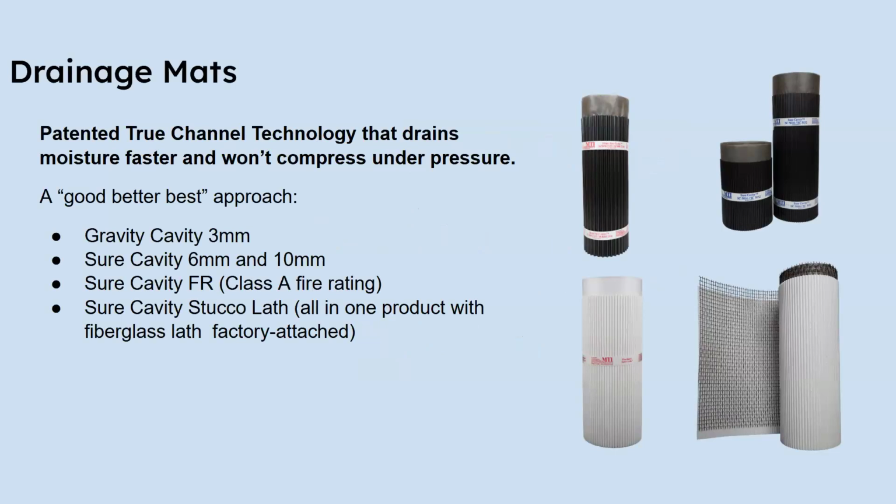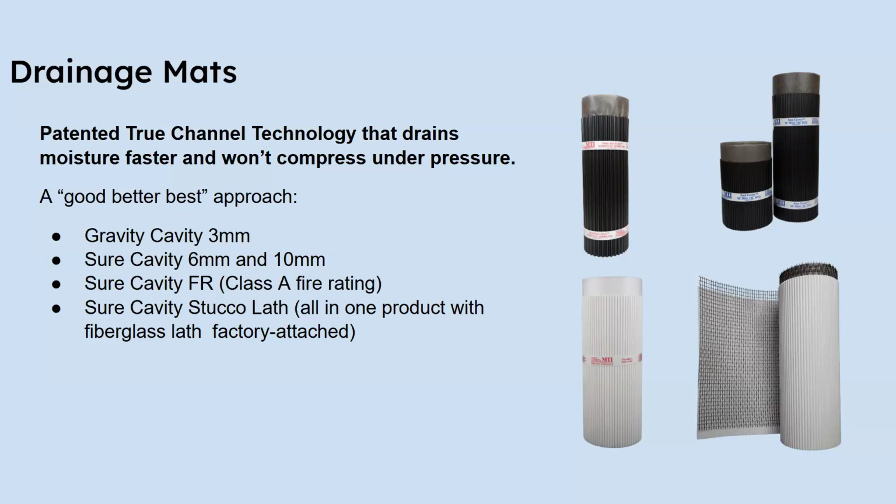Our good, better, best approach is starting with a 3 mm product. We call it Gravity Cavity. We graduate up to thicker versions at 6 mm and 10 mm, which we call Sure Cavity. We have a fire-resistant Sure Cavity, which is compliant with the California WUI, or Wildland Urban Interface, requirements. It's got a Class A fire rating because it's passed the E84 test. That's going to be something in fire areas that is increasingly important from both a design standpoint as well as the insurance industry.